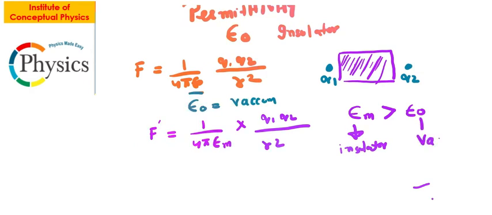As you can see, for mica, for example, the permittivity is much greater than that of vacuum. So the electrostatic force between the two charges goes down because of the introduction of an insulator. Okay, so insulators have this property of permittivity, and the presence of an insulator between the two charges weakens the electrostatic force between them.